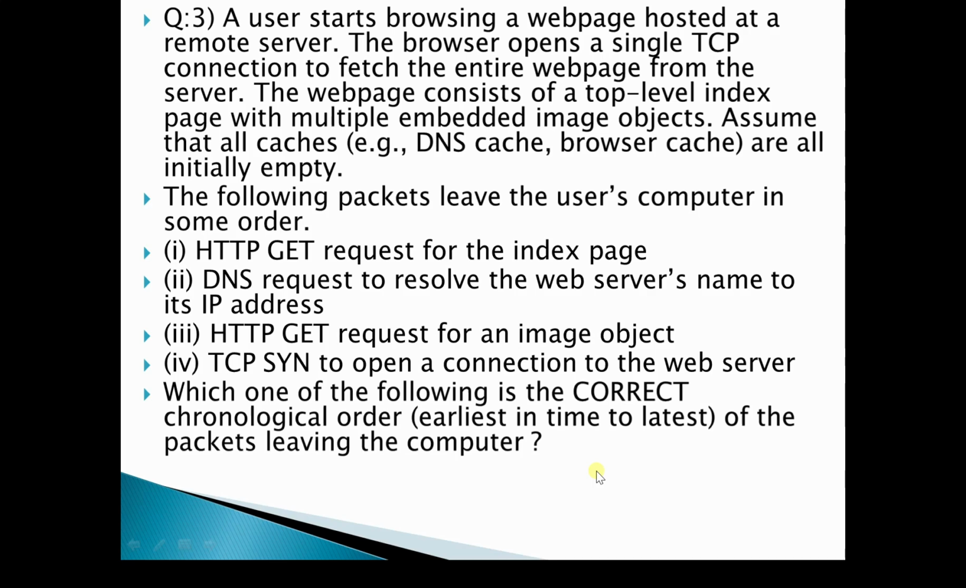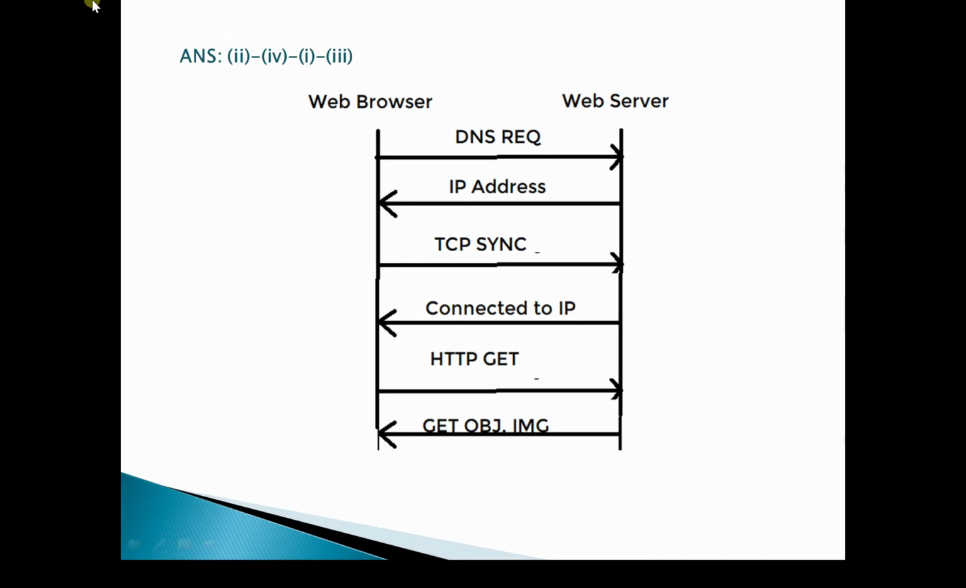leaving the computer? So this is a TCP connection. We have to check in which order the system will work on the browser side. So the statements are given. We have to find the order of these statements. What will happen in TCP first, in TCP connection? This is the order, that is 423113. Let's go to the explanation.